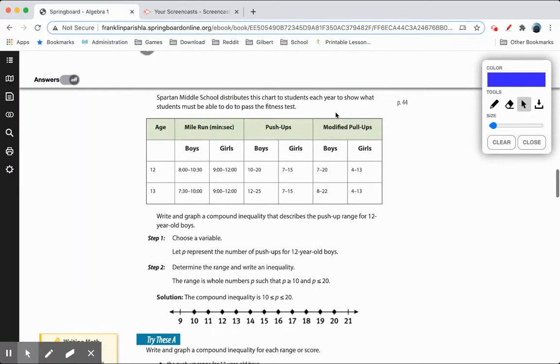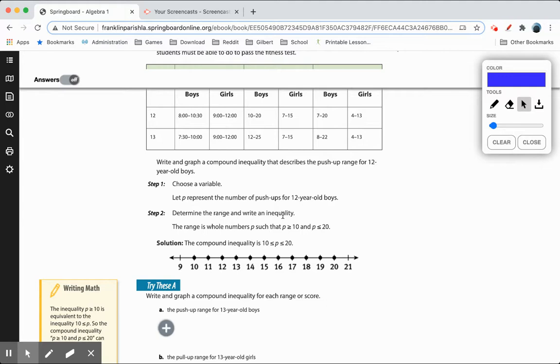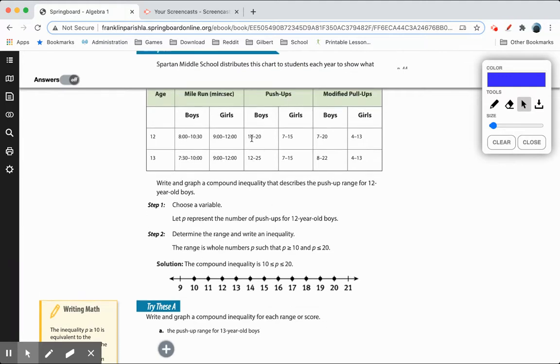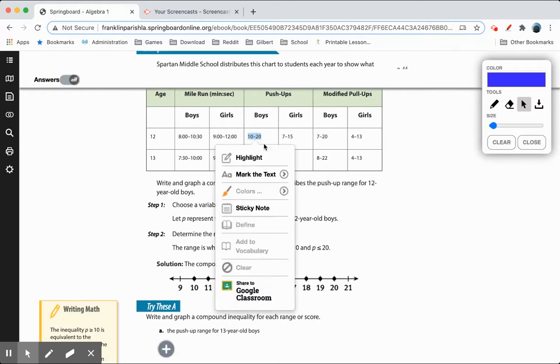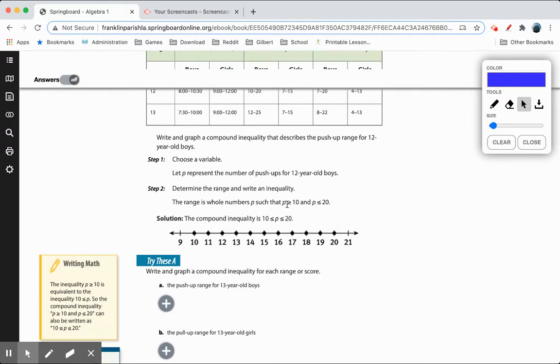So really, right here, this little section is what we need to do. So let's choose a variable. P for push-ups, that's okay. P, push-ups start with P. Determine the range and write the inequality. All right, well, here's the thing. Here's the range, 10 to 20. So it has to be greater than or equal to 10, and less than or equal to 20. So here we go. Greater than or equal to 10, and less than or equal to 20.